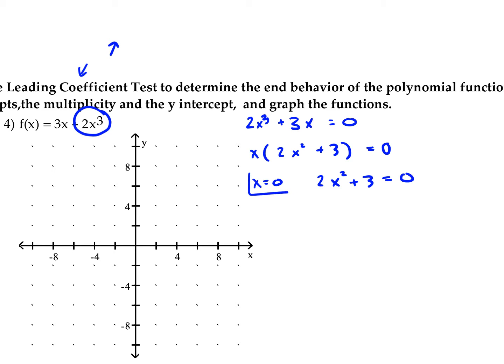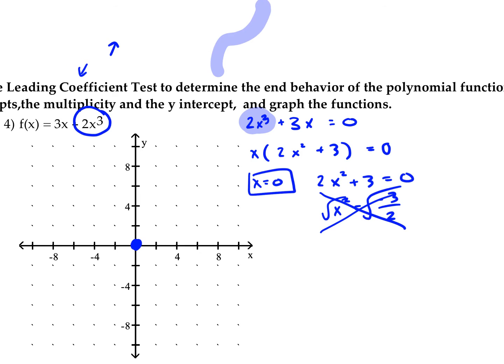So x squared is equal to negative 3 over 2, because I subtract 3, then divide. Square root. Can I get a negative under my square root? No. So this is not a real solution, so we don't touch the x-axis here. So how would we graph this? We just graph from the 0. So I only cross the x-axis at 0. It's an x cubed graph, so I know that it's going to have that x cubed type of shape. So it'll kind of look like this-ish, something like that.